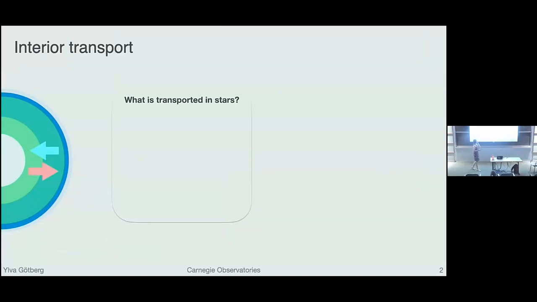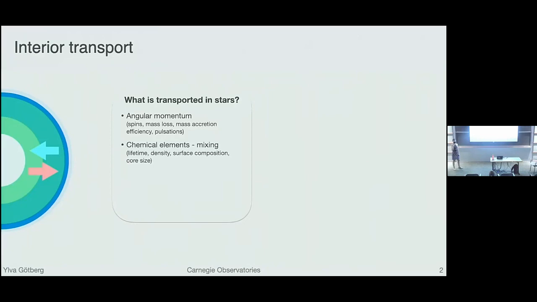Okay, so what is really interior transport? It took me some time to sort this out in my brain. What is transported in stars? What is it really? We can have, for example, angular momentum. That is affecting the spins of stars, the mass loss of stars, mass accretion efficiency if you have binary interaction, pulsations, etc. Also, chemical elements can be transported inside of stars.